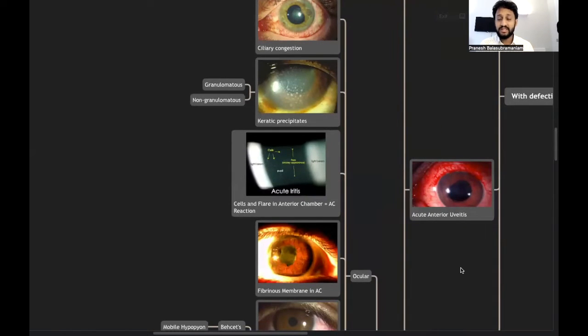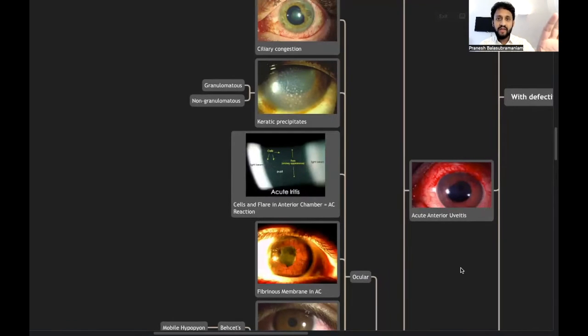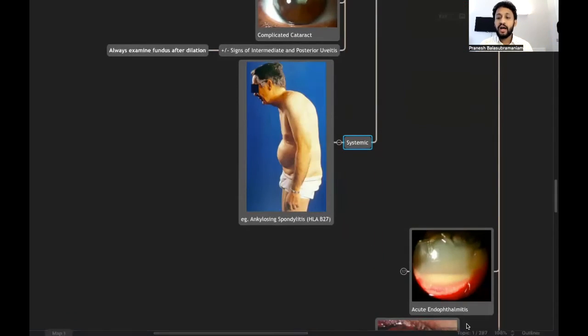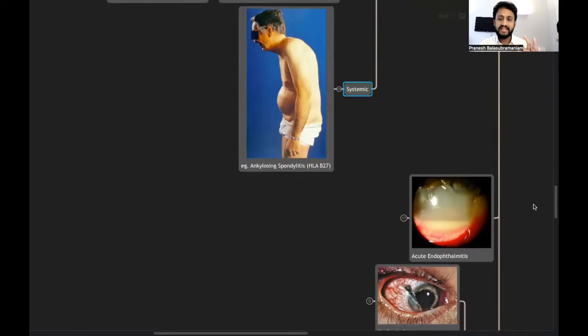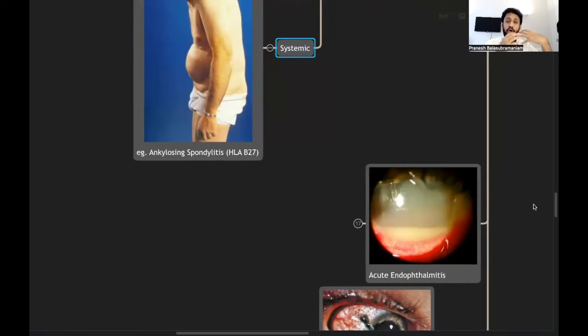Now coming to the next differential diagnosis for acute red eye with defective vision, that's going to be acute endophthalmitis. Very important. Please pay attention to this because many doctors, ophthalmologists and surgeons are sued because patients end up with endophthalmitis after cataract surgery. Essentially, during cataract surgery, if things go wrong, for example if you make a complication or a sterile atmosphere is not maintained, infections can get into the eye, causing inflammation or infection involving the inner coats of the eyeball, what you call endophthalmitis.